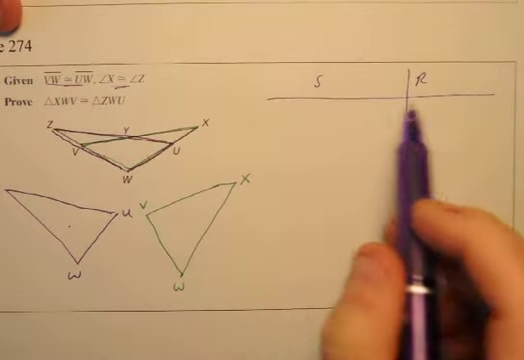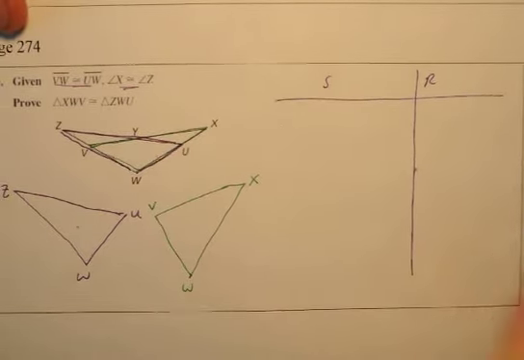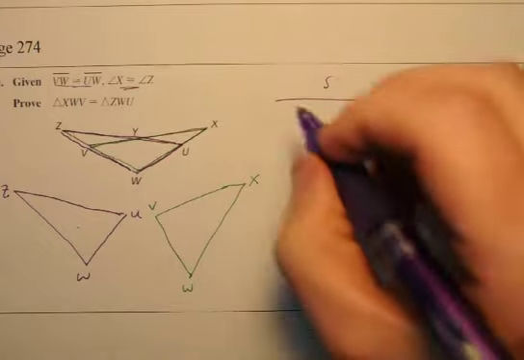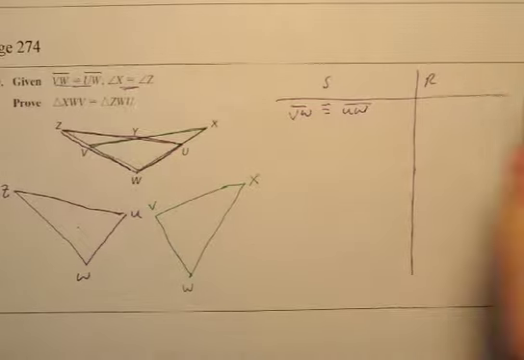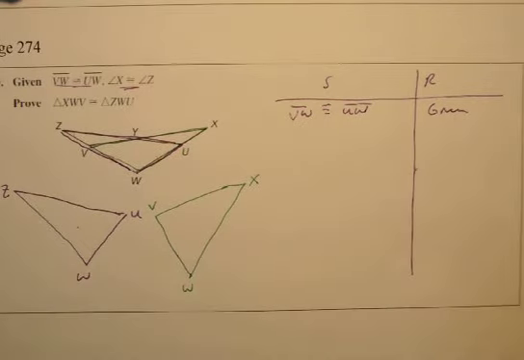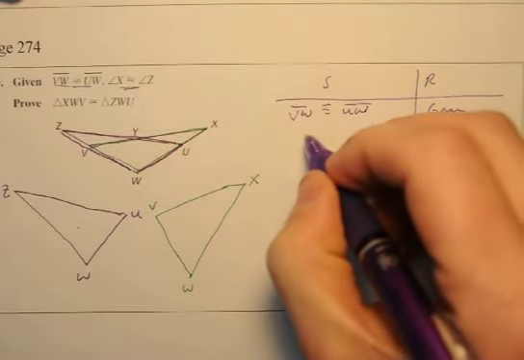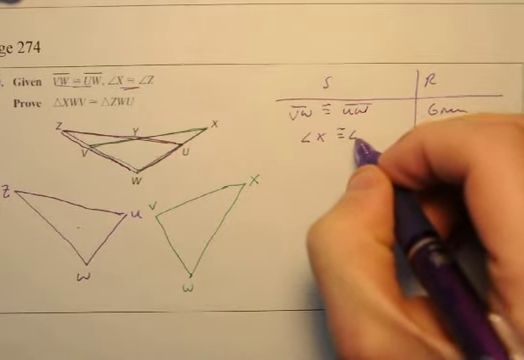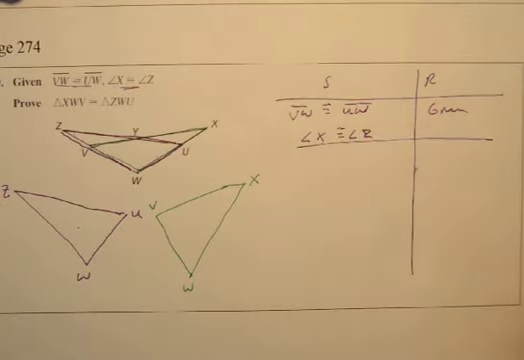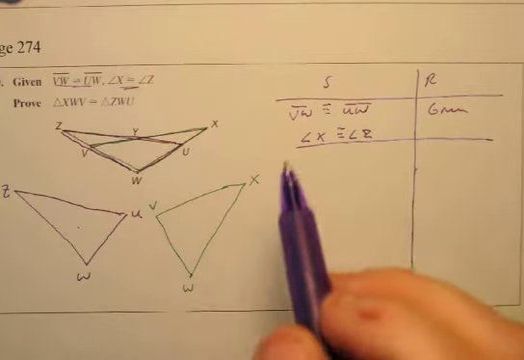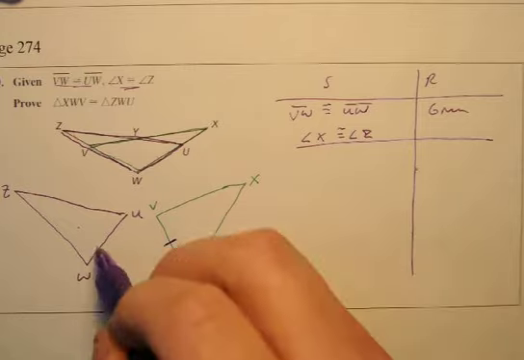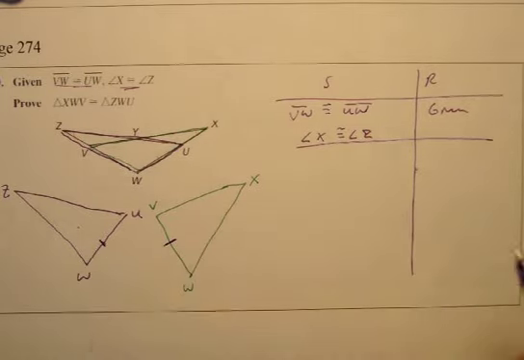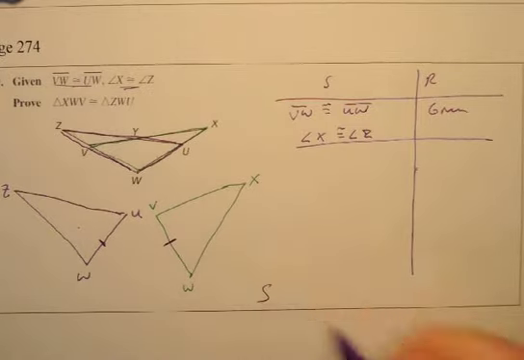Alright, so statements. VW is congruent to UW. Given. And go ahead and put this as well. There's our given. So let's label that on our picture. VW is the same as UW. That's an S. That's a set of sides. So we have an S.